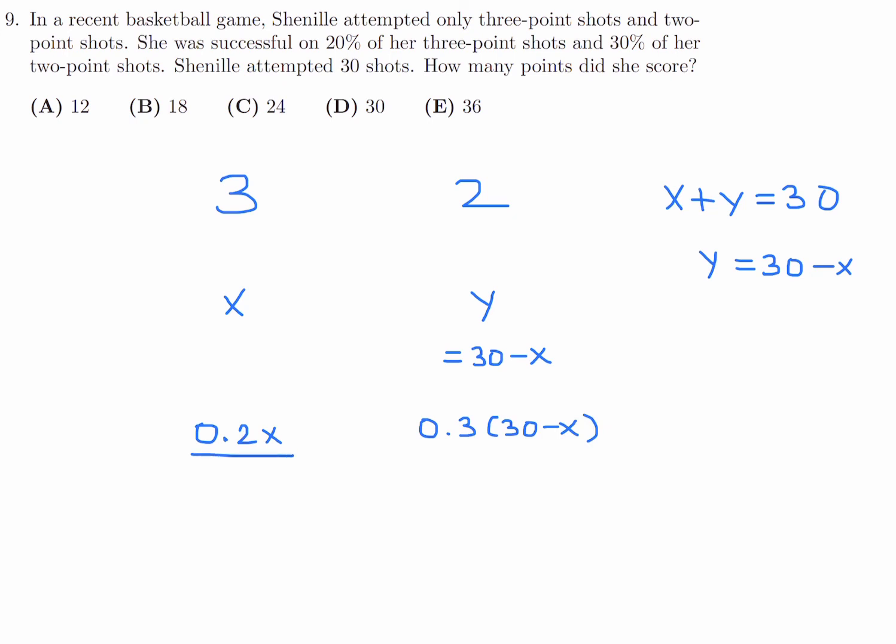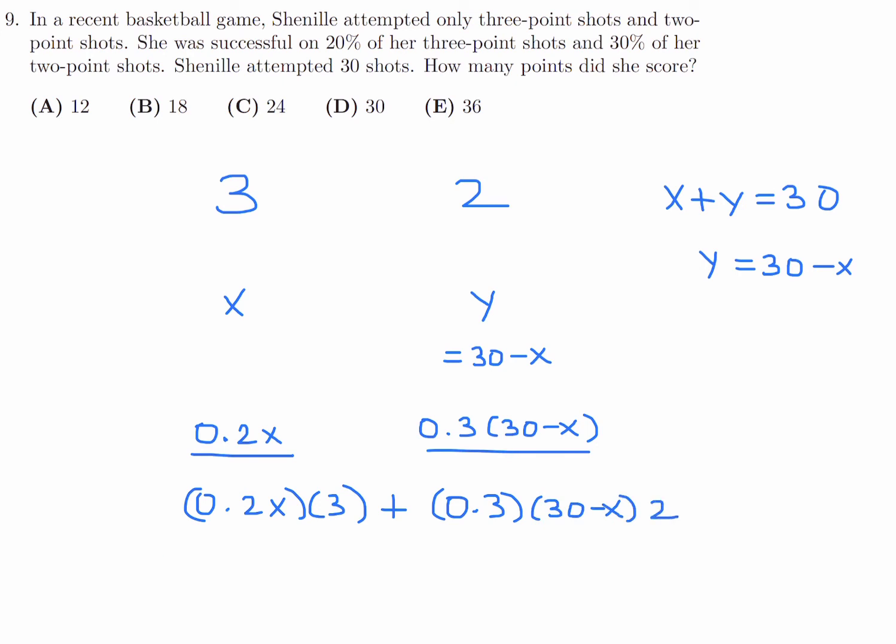Well, I have to take the successful 3-point shots and multiply by 3 points. Then I have to take the successful 2-point shots, which is this guy, and multiply by 2 points. Okay, so let's multiply this all out. This is going to be 0.6x. This is going to be 0.6 times 30, which is 18, and then 0.6x minus. Interestingly, the x's cancel, and all you're left with is 18. So that's how many points she scored. So number 9, the answer is B.